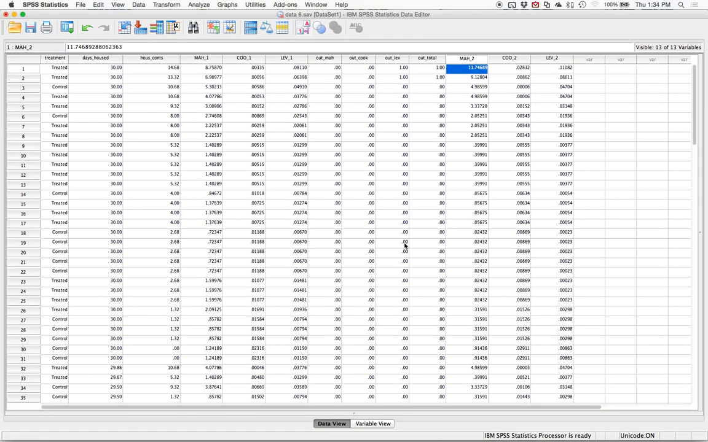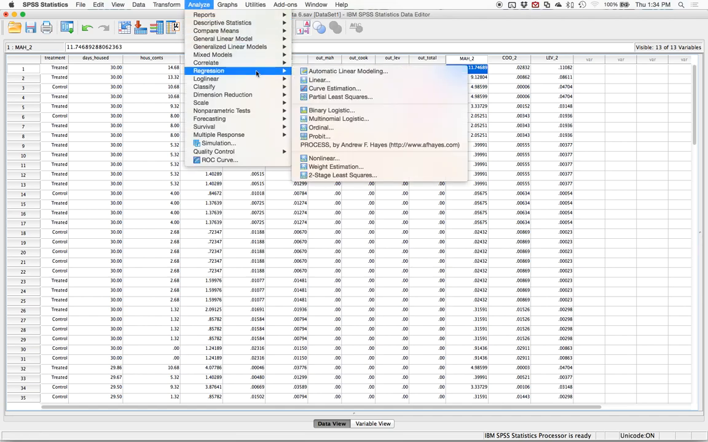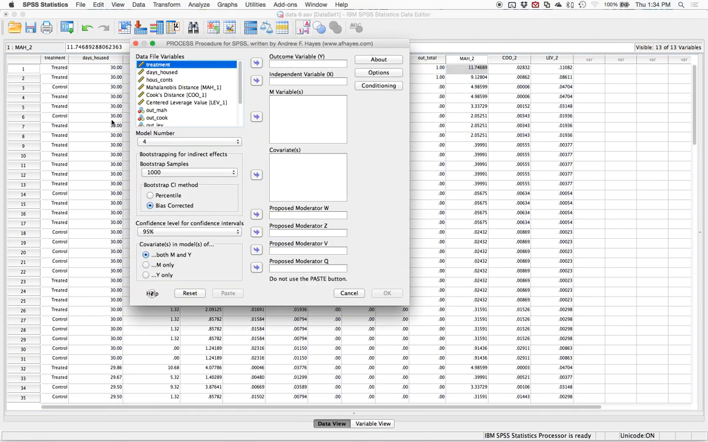All right, but the point is to show you how mediation works. So what I'm going to do is run a mediation analysis. So analyze, regression. We're going to use the PROCESS plugin because it's fantastic. All right, so how does all this work? Well, this is going to be model 4. Remember, model 1 is basic moderation. Model 4 is basic mediation.